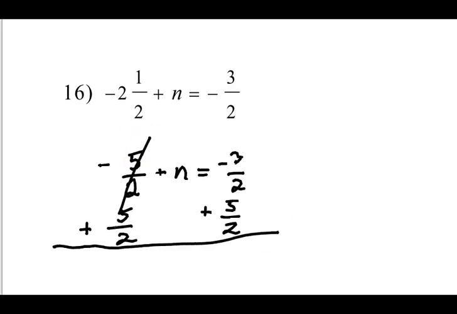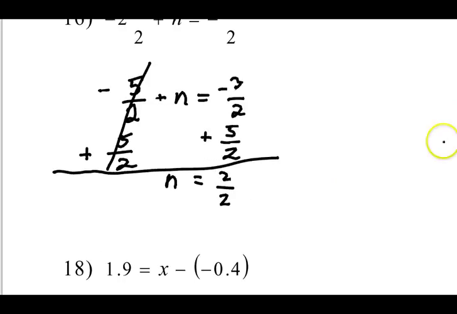These equal 0, so they cancel out. Bring the variable straight down. Equal sign straight down. Negative 3/2 plus 5/2, or 5 minus 3, is 2/2, which simplifies to 1. 2 divided by 2 is 1. There you have it. Good.